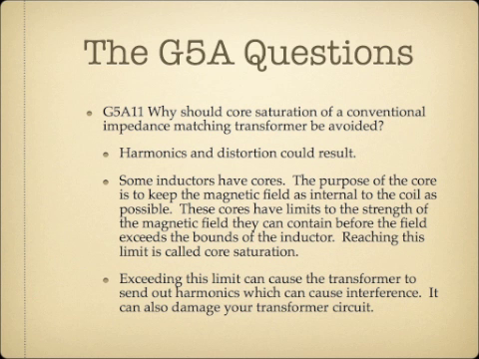So reaching this limit is called core saturation. Now exceeding this limit, or core saturation, can cause the transformer to send out harmonics, which can cause a lot of interference. And it can also damage your transformer circuit if you're not careful. So the end result is that harmonics and distortion could be produced by this core saturation. So core saturation of a conventional impedance matching transformer should be avoided because harmonics and distortion could result.